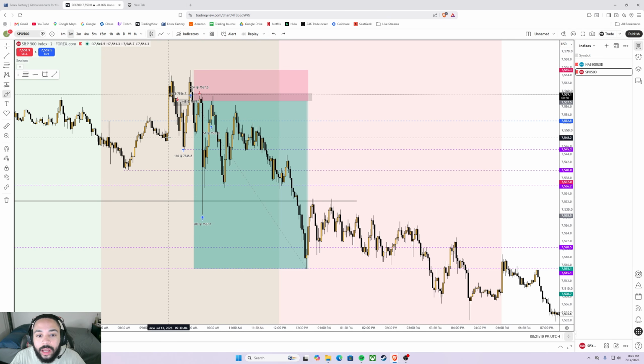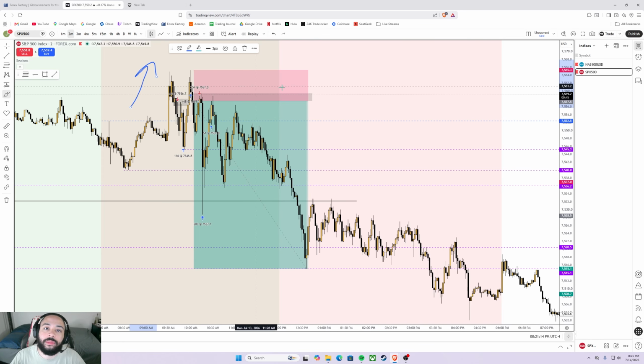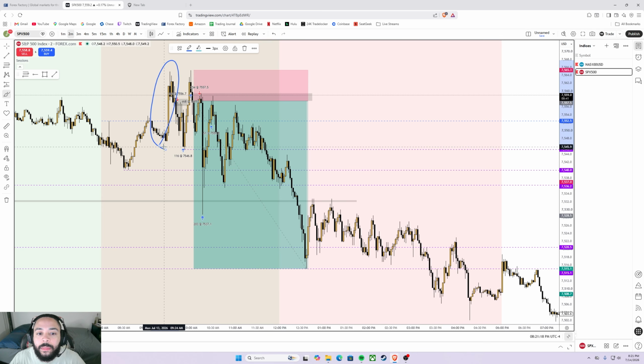What did price do at the beginning of 9:30? Because this was the 9:30 opening. Price went up, right? So most traders will see this aggressive move up and chase it and think, oh, price is going to keep going up, price is bullish, because look at all this bullish momentum, all this buying pressure. No, there's no buying pressure.